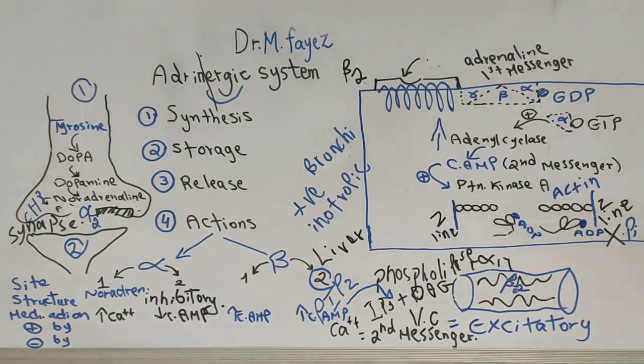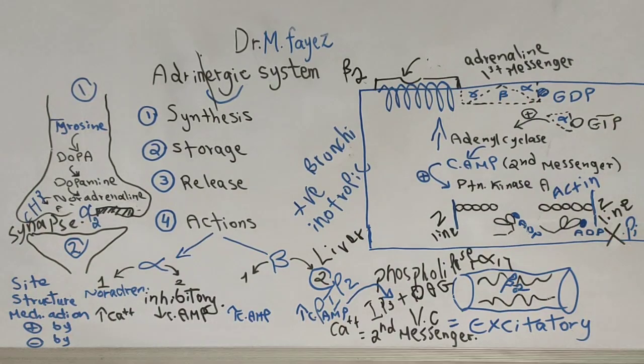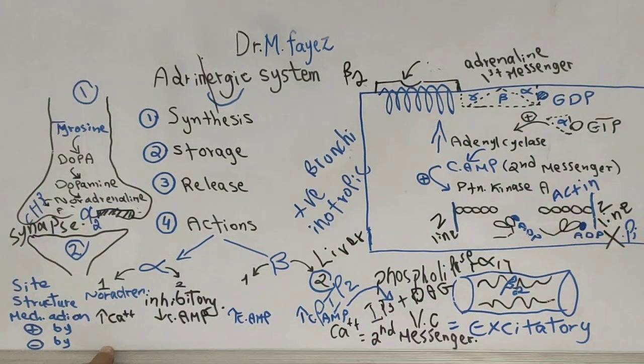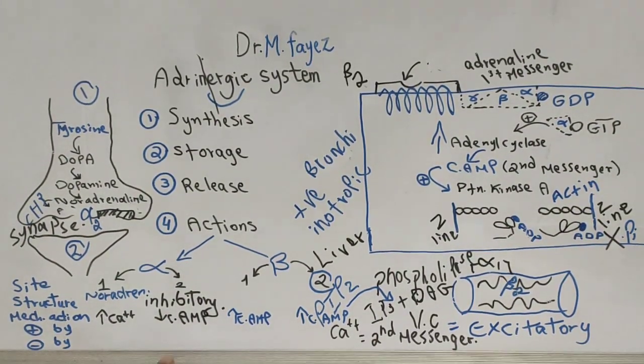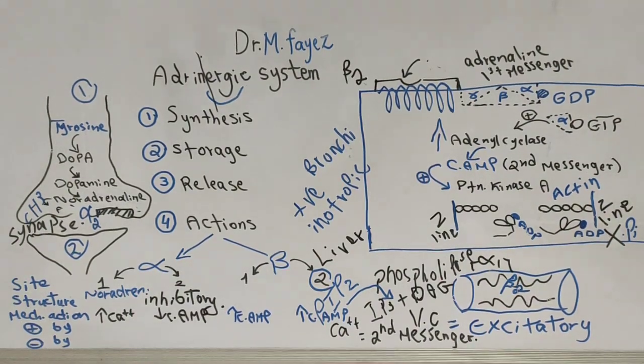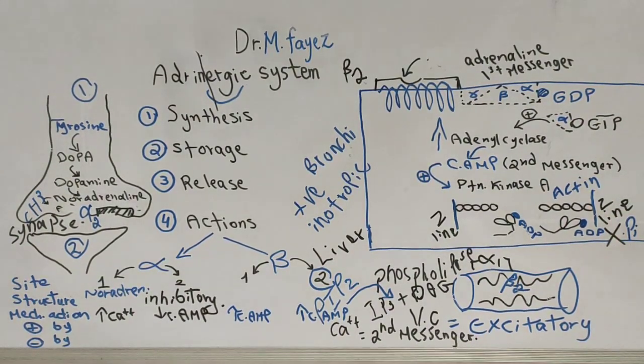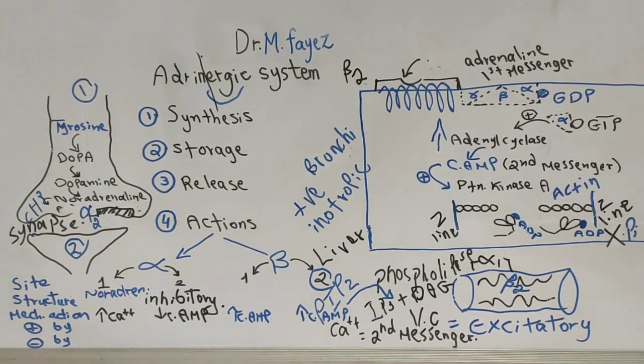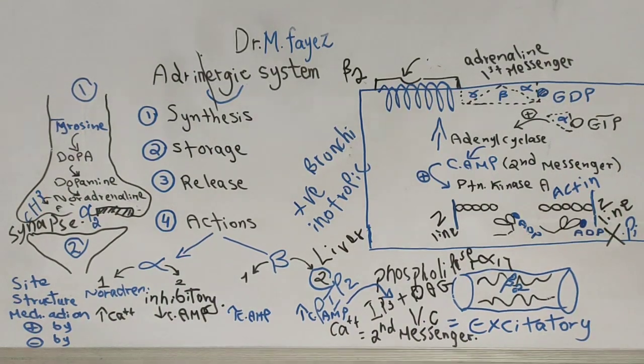Alpha 1 is blocked by prazosin, and alpha 2 is blocked by a drug called yohimbine. Beta 1 is blocked by atenolol or Inderal. These drugs, you should know their names. Beta 1 blocker is so important, you should know.